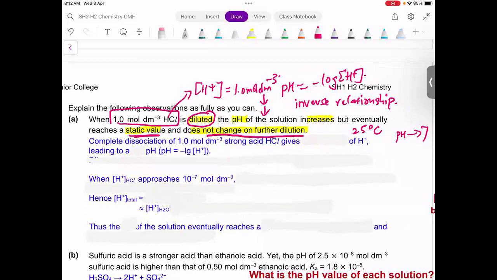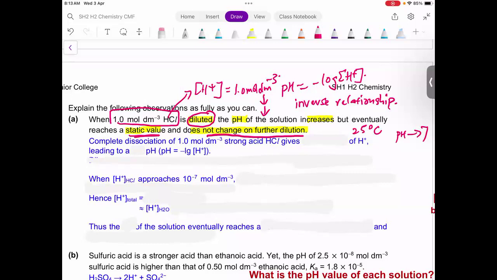It's already fully dissociated. Remember, we are working with a strong acid here, so it's already fully dissociated. So there's no so-called suppression. It's not about suppression, but about what? It's negligible. As with infinite dilution, the H+ contributed by our HCl becomes negligible compared to the H+ from auto-ionization of the water. That's why it will approach 7 and reach a static value.